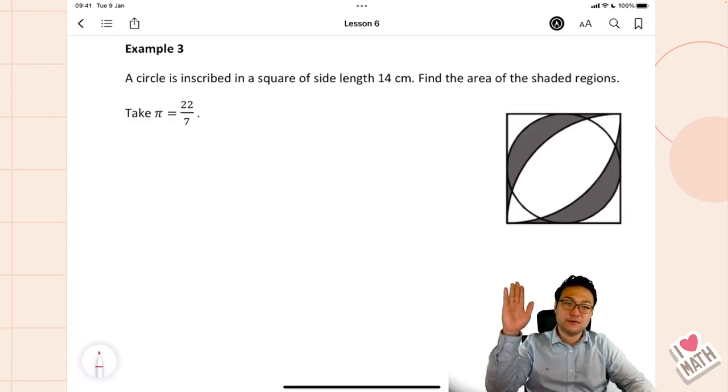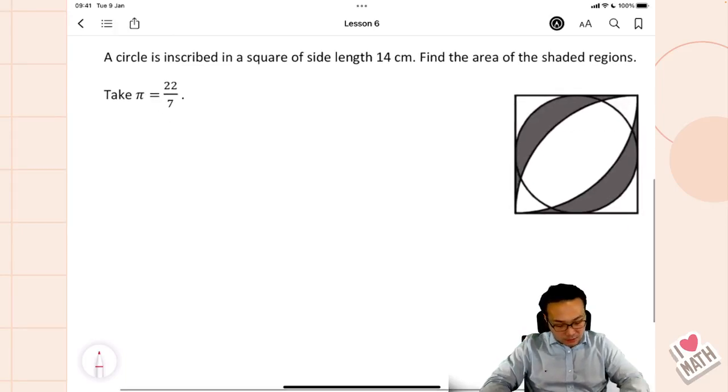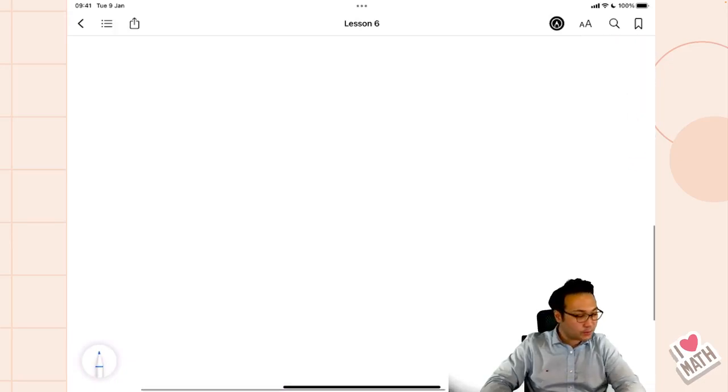Okay, how many of you haven't learned circles yet? Raise your hand. Okay, in Singapore, circles is only taught in primary 6. Alright, so I'll tell you how to find the area of a circle. Firstly, we need to know what the properties of the circle are.